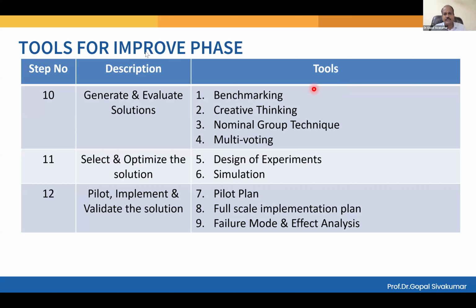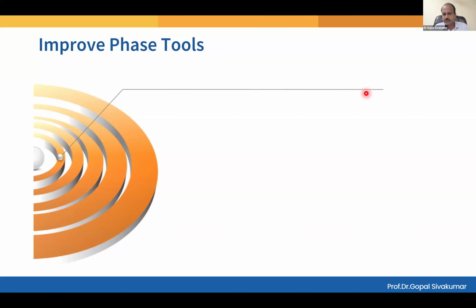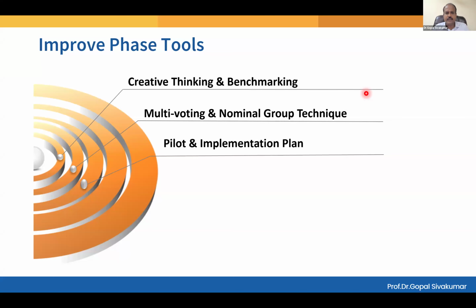And these are the tools. I think we talked about all of these things: benchmarking, creative thinking, nominal group technique, multi-voting, pilot plan, full-scale implementation, FMEA, and DOE and simulation if needed. See, DOE can go in analysis also, or sometimes it will be part of your improve also, right? So that's how it is. And then benchmarking, creative thinking, the very simple thing, some stuff to read.